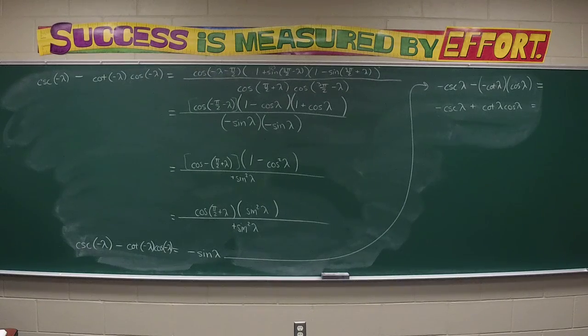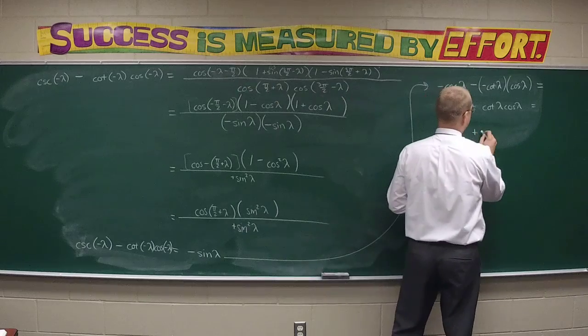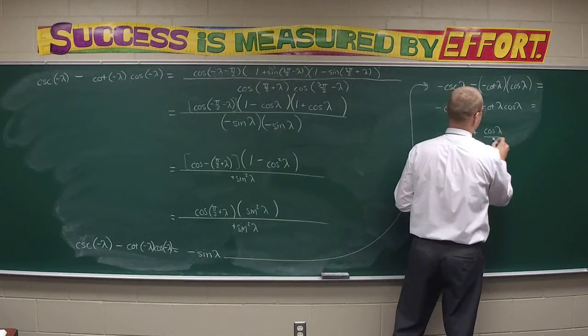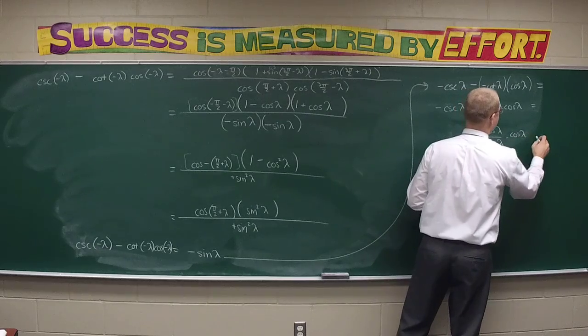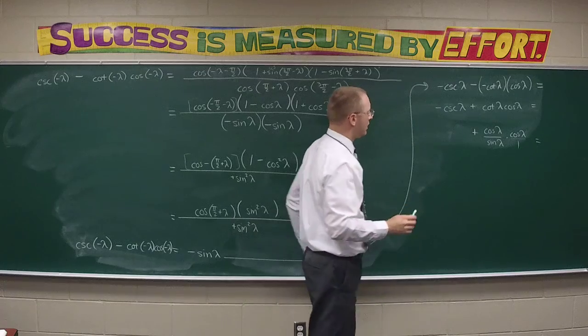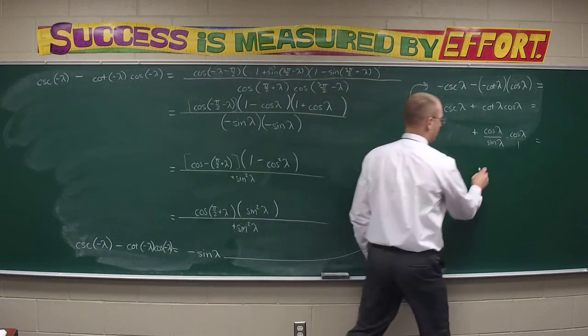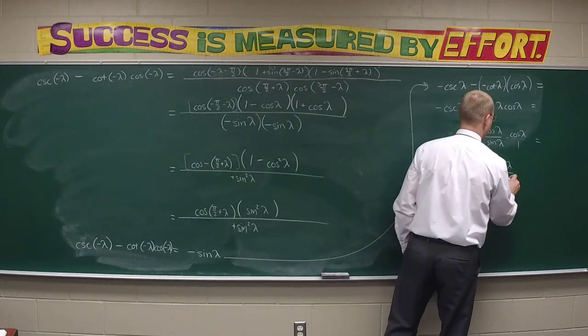Cotangent is cosine over sine. So if I rewrote this as cosine lambda over sine lambda times cosine lambda, maybe put the cosine over 1, okay? And you just get cosine squared over sine. Cosine squared lambda over sine of lambda.